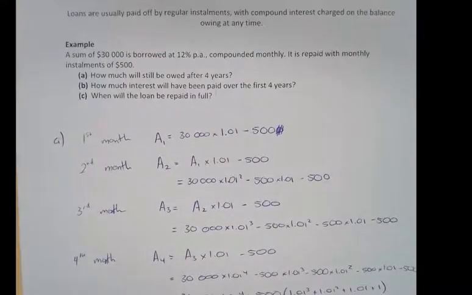Part B of our question asks how much interest will have been paid over the first 4 years. So what we can do to figure that out, we can go for part B, we're going to figure out how much our loan has reduced by.